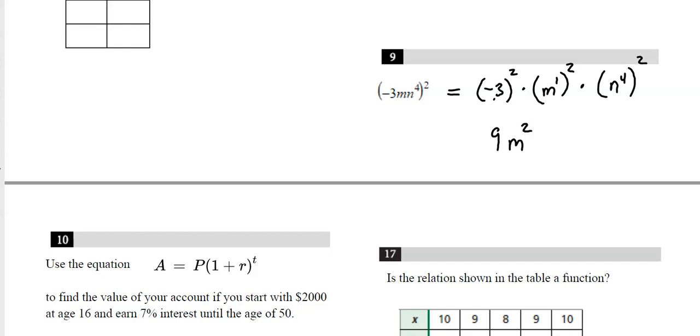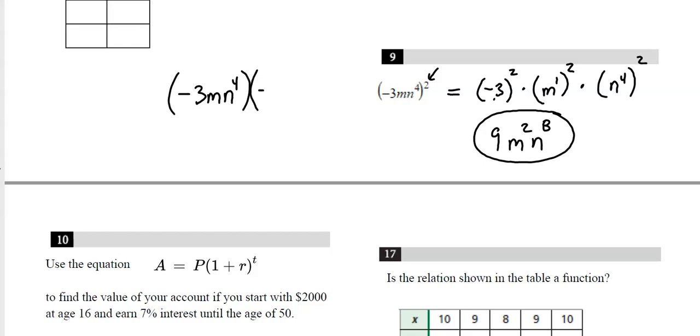m to the 1 times 2, and n to the 4 times 2. So that's using the power property. You could always just write this out longways and just go negative 3m n to the 4th times itself. Now in this problem, it's not too bad because you're only doing it twice. If that exponent was an 8 or a 9, that would really suck, having to write it out so many times. But you'll get the same answer.